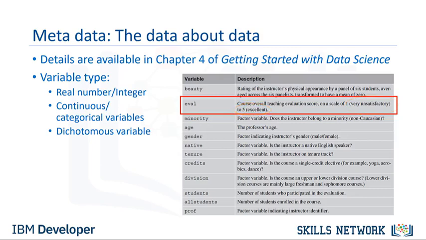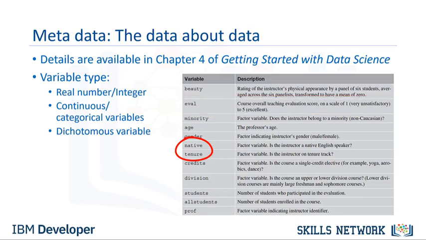And then there are other dichotomous or binary or categorical variables such as minority, if the instructor was non-Caucasian. Age is a continuous variable, and it's the professor's age or instructor's age. Gender being male or female. Native stands for native English speaker, if the instructor was a native speaker of English language, 1, 0 otherwise. If the professor was tenured, 1, 0 otherwise.